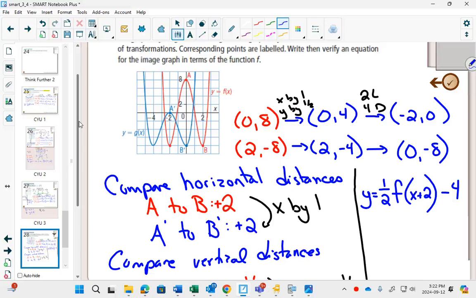Do we have to do domain and range? Not this time. Just question number 9, the circle for practice.